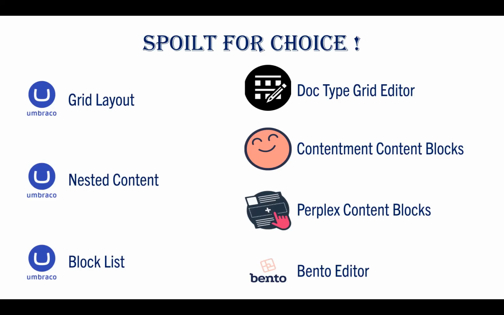We have three options from the HQ that is in the core, which is grid layout, nested content, and block list editor. And thanks to some of the wonderful community members and package developers, we have 4 more community options: Doctype grid editor from Soren, Contain content blocks by Lee, the 10-time Umbraco MVP, Perplex content blocks from Perplex Digital, that's Jeffrey's team over in Netherlands, and Bento Editor all the way from Australia, Coben Digital.